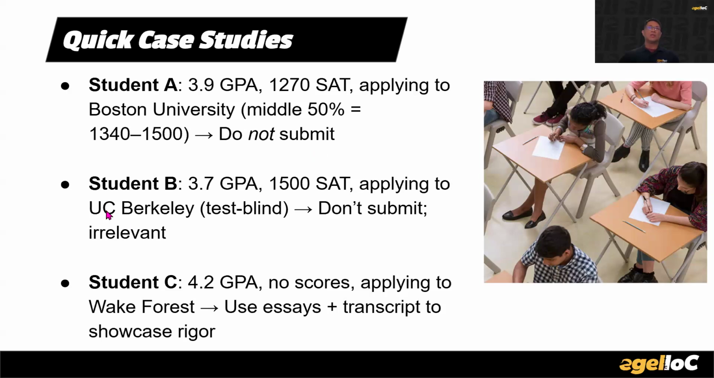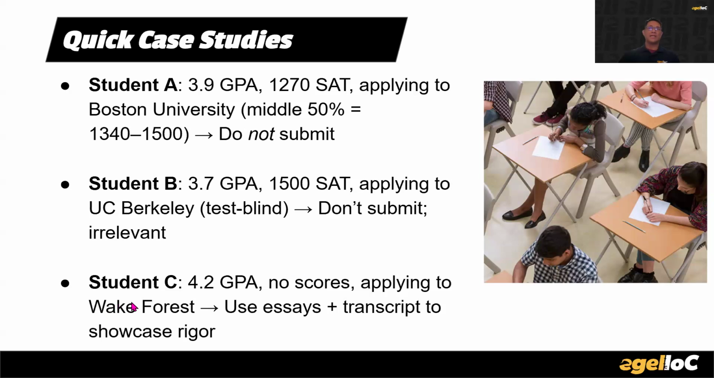Now, student B has a 3.7 GPA, has a 1500 SAT, but is applying to UC Berkeley. Again, UC Berkeley is test blind, as we talked about. The UCs are test blind. So you don't want to submit it because it's going to be irrelevant, since all the readers are told they cannot consider a 1500. Even if you put it in there, you will most likely make them mad because you're not following instructions.